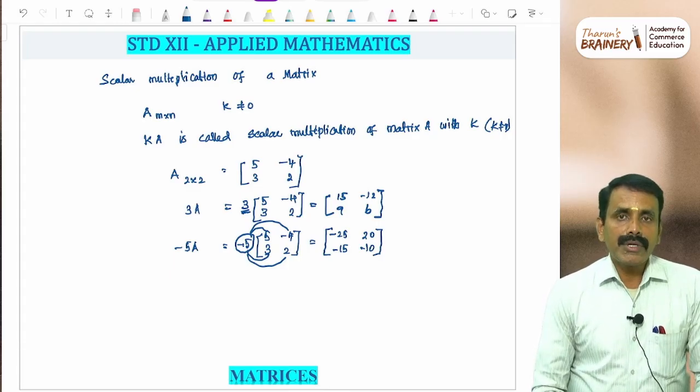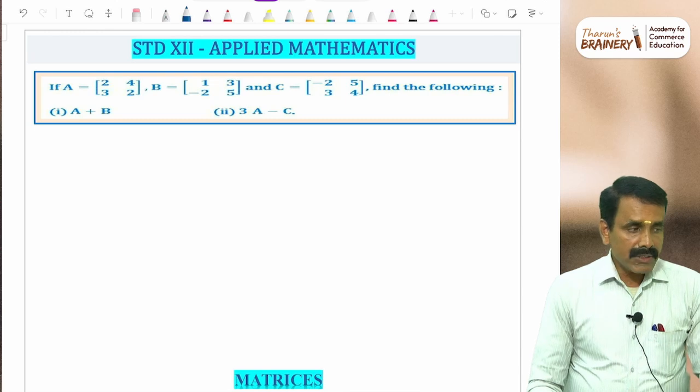So, here we are going to see a problem based on addition, subtraction and scalar multiplication of matrices. Now, consider this problem.